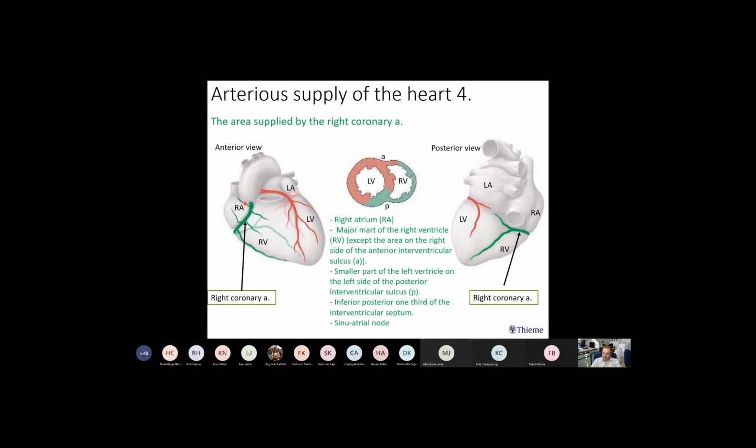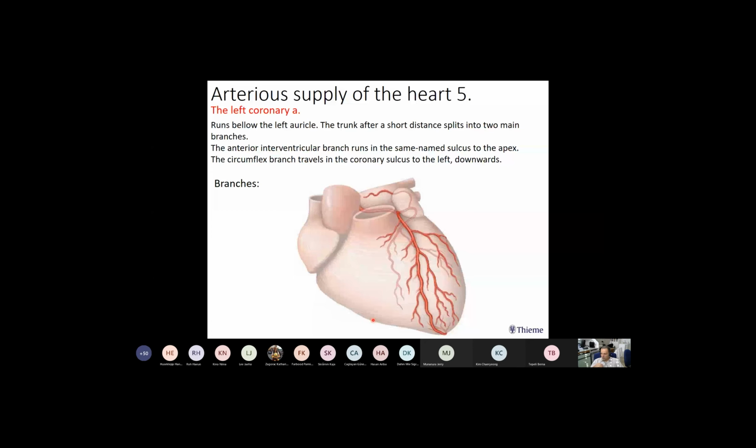And finally, as I mentioned, we have a branch to the sinoatrial node, and we have a branch to the atrioventricular node. These centers of the conductance system will be supplied by the right coronary artery as well. Okay, so if the question arises, what areas does the right coronary artery supply, you have to have this list in your mind, and this is what you have to answer. So that was the story of the right coronary artery. Now let's look at the other one.